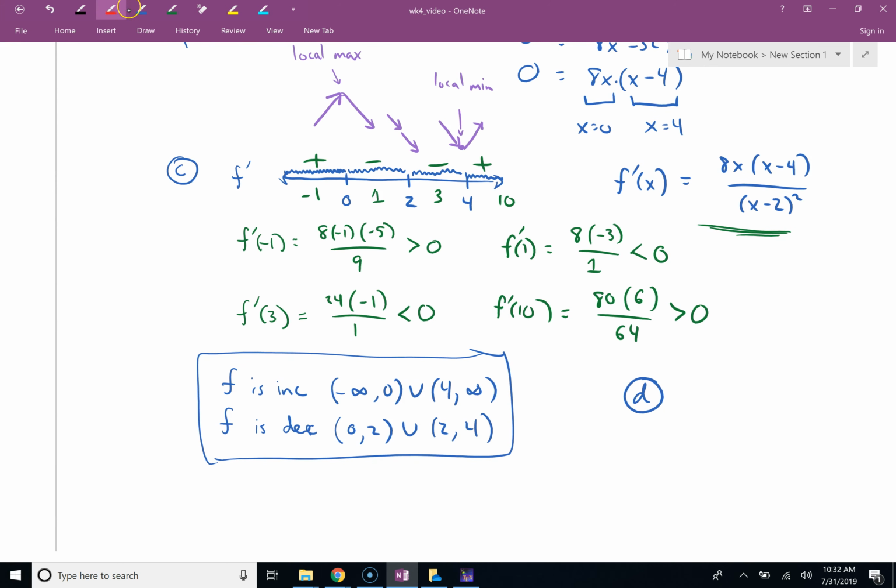Just going back to our number line, this gives it to us fairly quickly. So the result here is that x equals 0 is a local max, and x equals 4 is a local min.